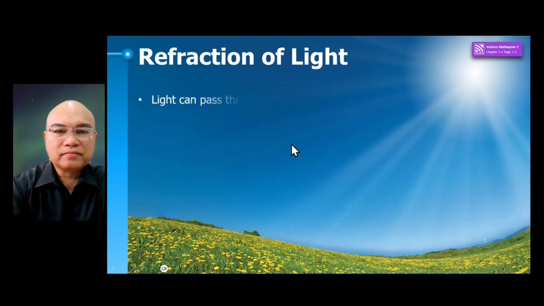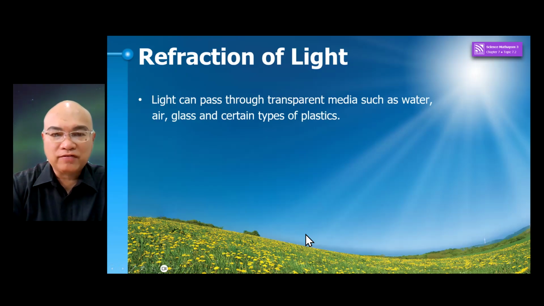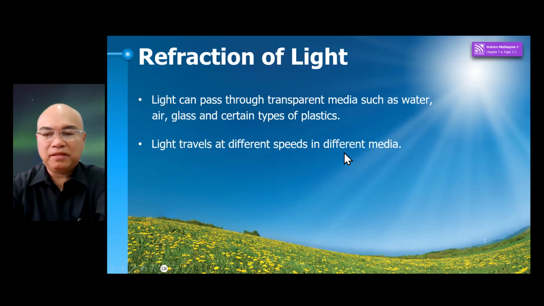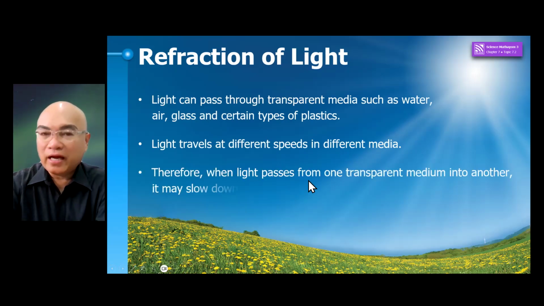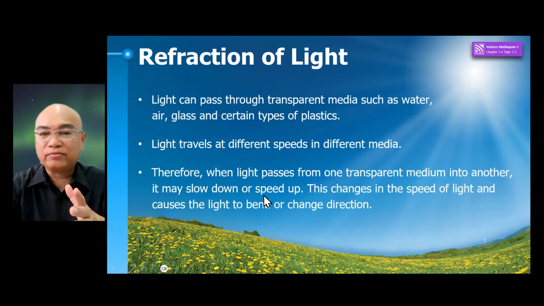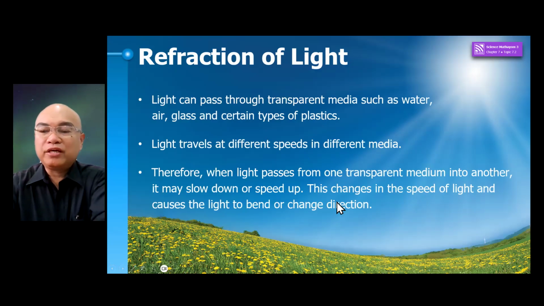Now, light can pass through transparent media such as water, air, glass, and certain types of plastics. Light travels at different speeds in different media. Therefore, when light passes from one transparent medium into another, it may slow down or speed up. The change in the speed of light causes the light to bend or change direction.